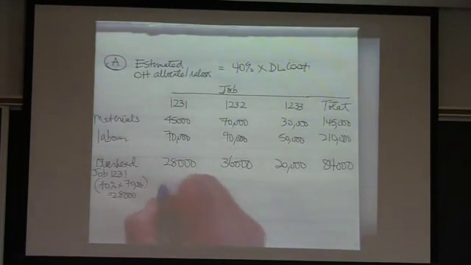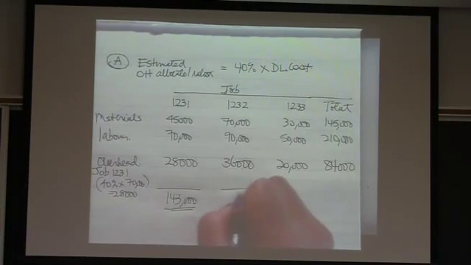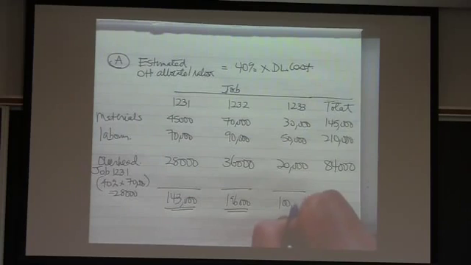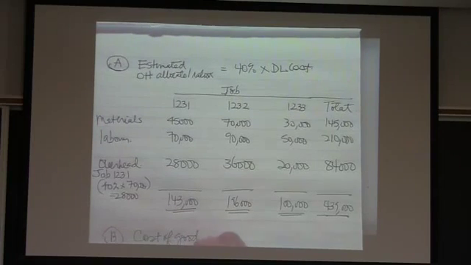So the total cost, this one is 143, this is 196, 100,000, 439. So for part B, it says, what is the cost of goods sold? We only know that it was only job number 1231, so it's 143.